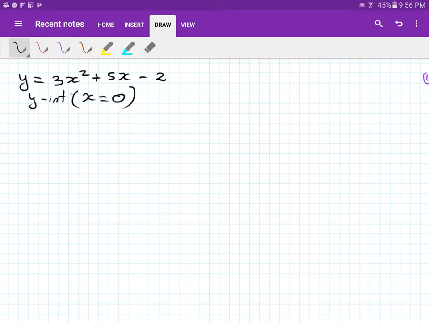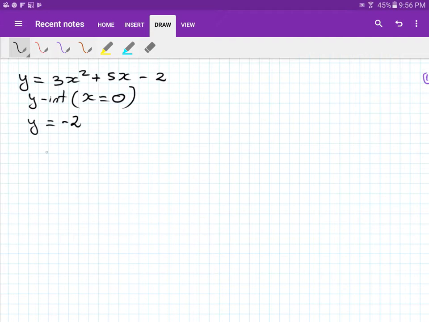So when x is 0, we have 3 times 0 squared plus 5 lots of 0 minus 2. That becomes 0, and that becomes 0 as well. So the answer is negative 2. So the y-intercept is equal to negative 2.